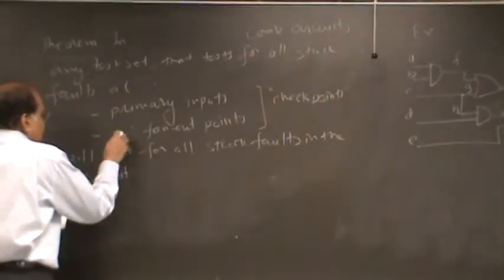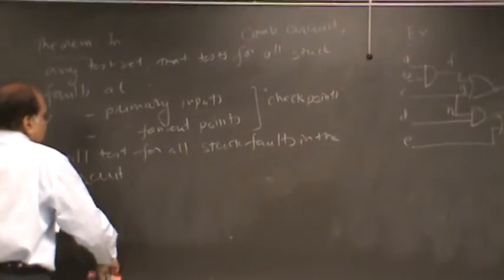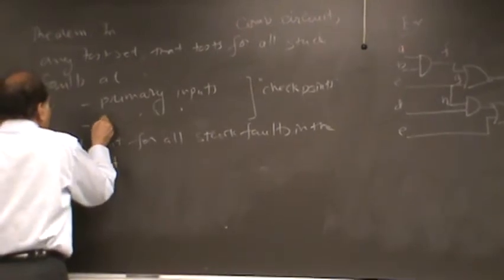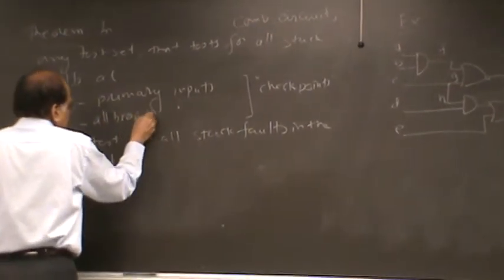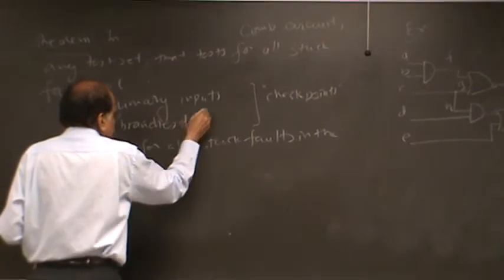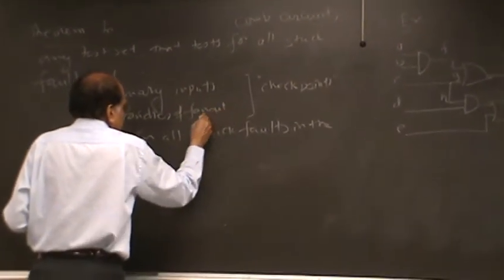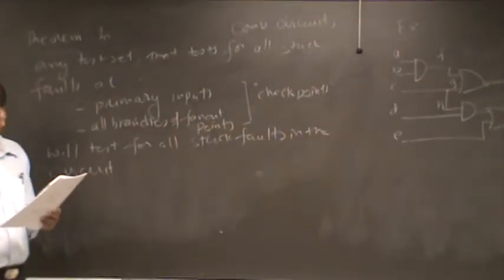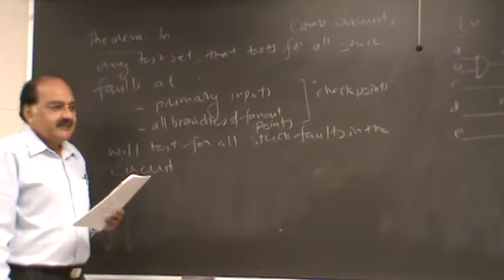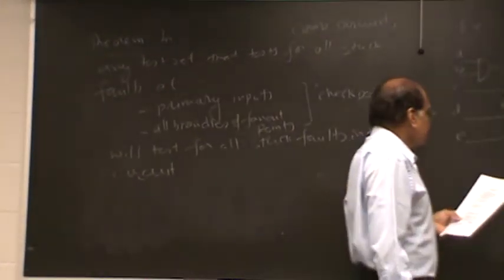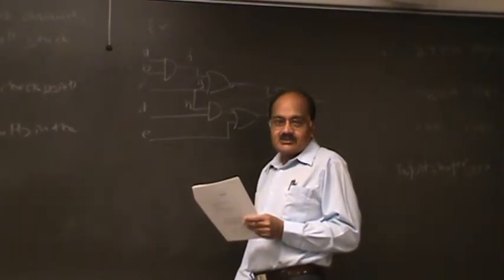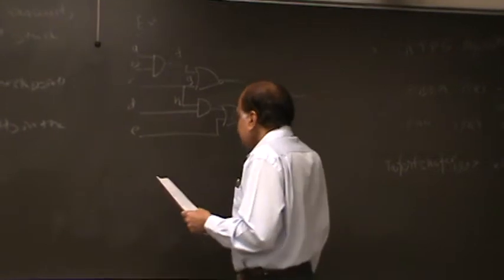I guess I need to revise it. I should have said all branches of fan-out points. Sorry about that. All branches of fan-out points. So G and H. So these are two branches of this fan-out point.